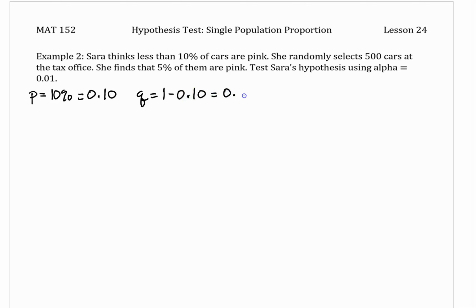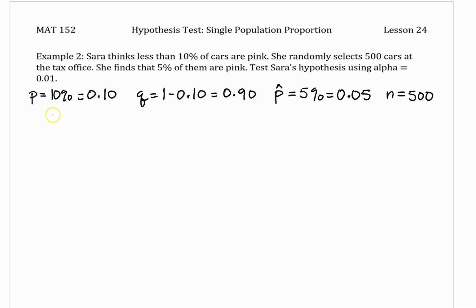Our p hat in this example, we do not have to calculate it like we did in the previous example. We were given the sample proportion in this problem. From her 500 cars that she sampled, 5% of them are pink. And so our p hat is 5%, which as a decimal is 0.05. Our sample size is 500 since she selected 500 cars at the tax office. I'll just go ahead and make a note that our alpha is 0.01.